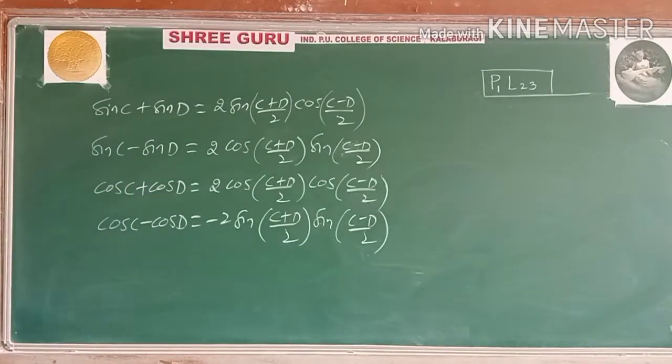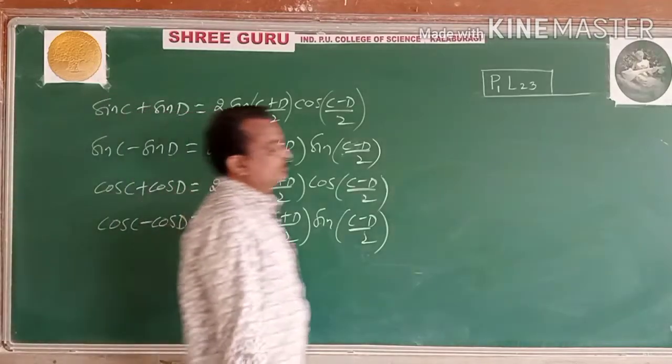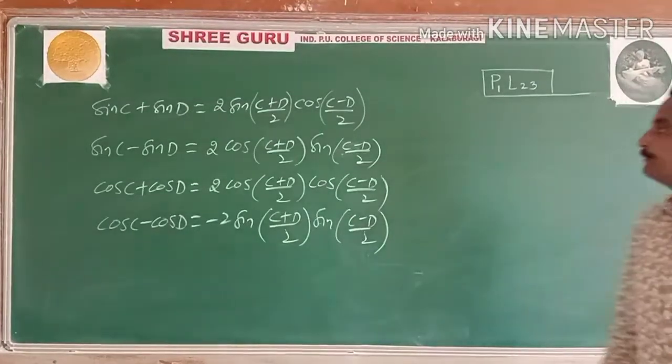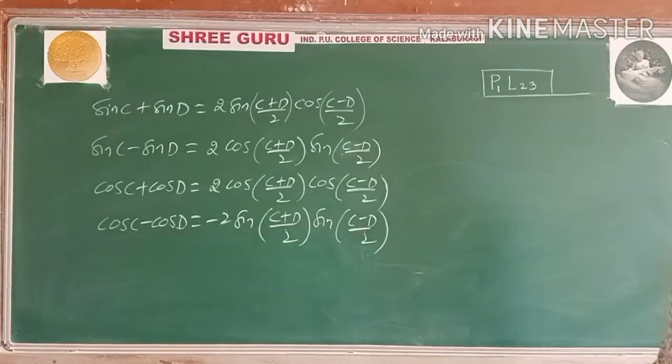So these are the 4 formulas here, cos c cos d and sin c sin d. The 4 formulas: sin c plus sin d, sin c minus sin d, cos c plus cos d, cos c minus cos d. So these are the 8 formulas here. So this is what sum and difference in terms of product formula it is.